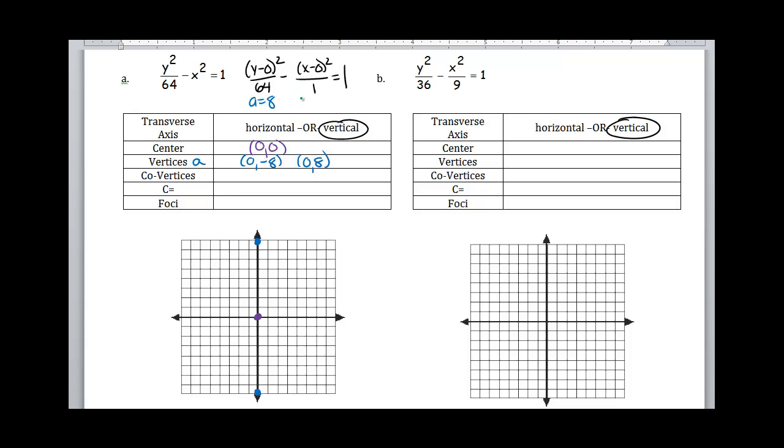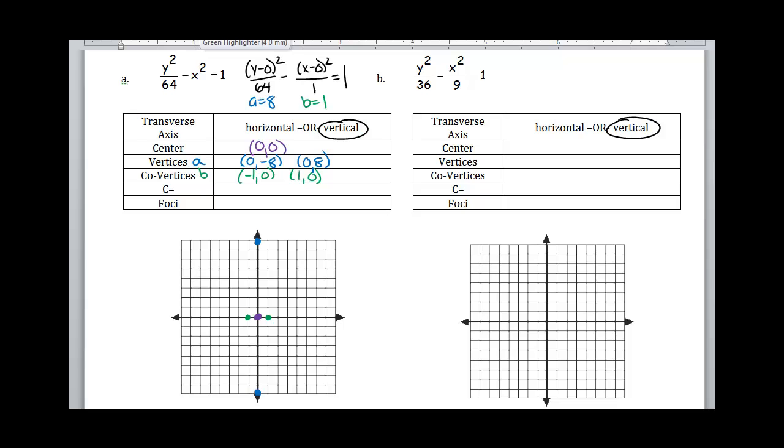Next, for my co-vertices, this is going to still be B units away from the center, in the opposite direction of the transverse axis. So that's going to be left and right, only 1 unit. If I name these, I'm at negative 1, 0 and positive 1, 0. Just like with an ellipse, at this point I would go ahead and do my graph before you have the foci plotted, so that you don't accidentally draw a hyperbola through it.